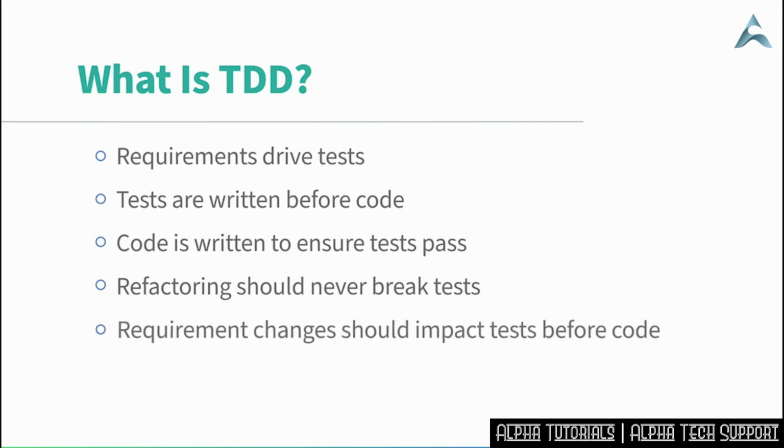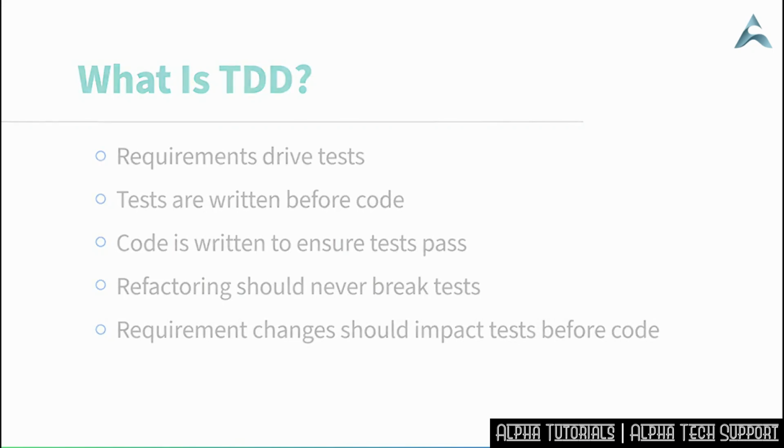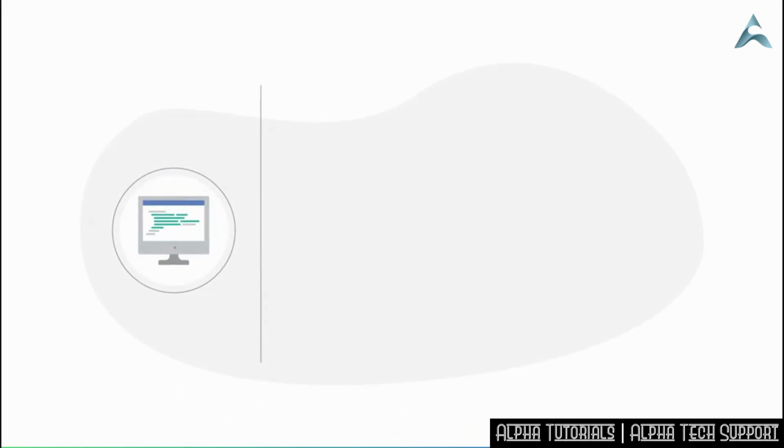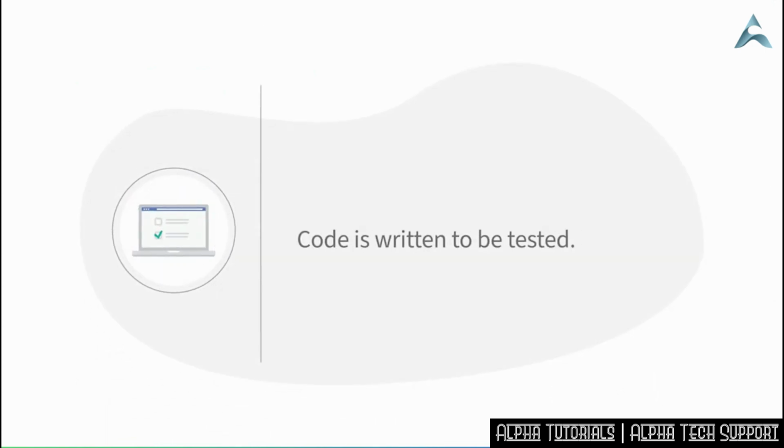If requirement changes impact existing tests, the test should be modified before the code itself is touched. Now, while TDD is a development process, it does have some impacts on the actual code being written. First and foremost, code must be written to be tested. While TDD focuses on the requirements, you still need to test the cyclomatic complexity of the code itself.